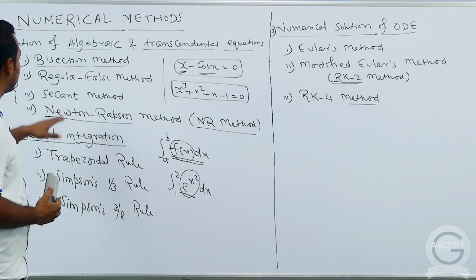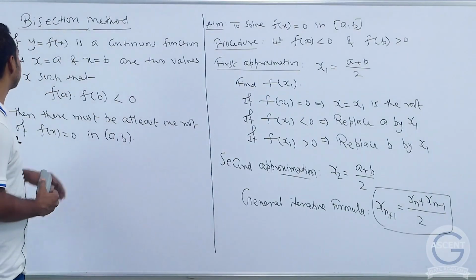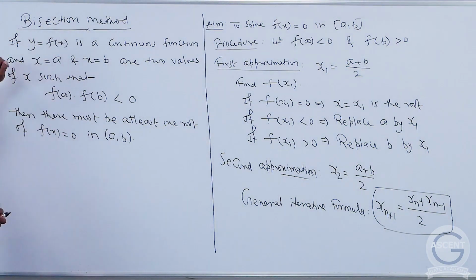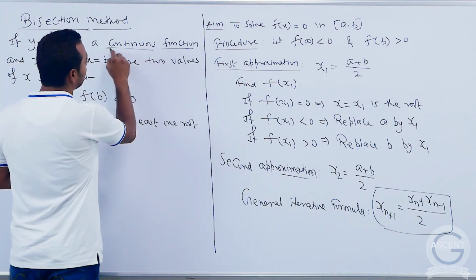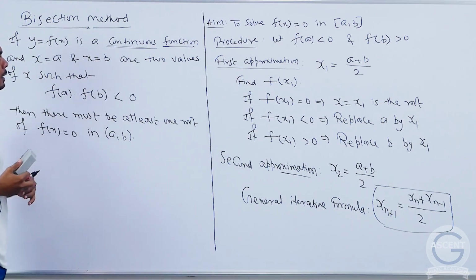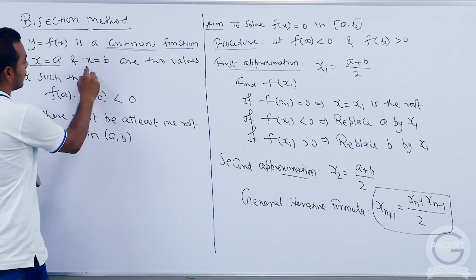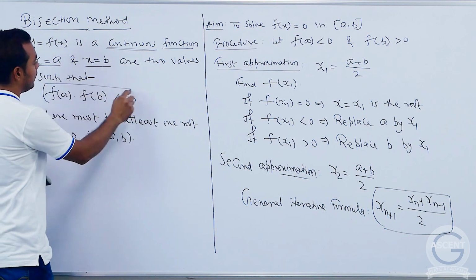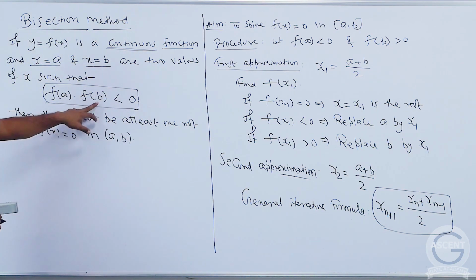So first we are going to start with this bisection method. Now this bisection method is based on this basic principle. The principle is that if y equals to f(x) is a continuous function, continuous function simply means that there is no break in the graph of that function. So if y equals to f(x) is any continuous function, and x equals to a and x equals to b are 2 values of x, such that f(a) into f(b) is less than 0. Okay, this simply means that one of these two is positive, other one is negative.